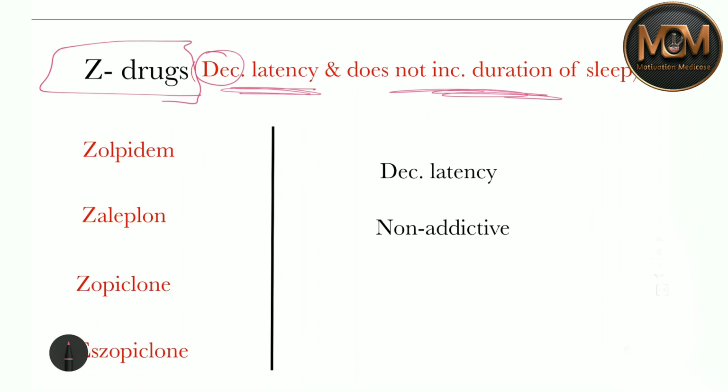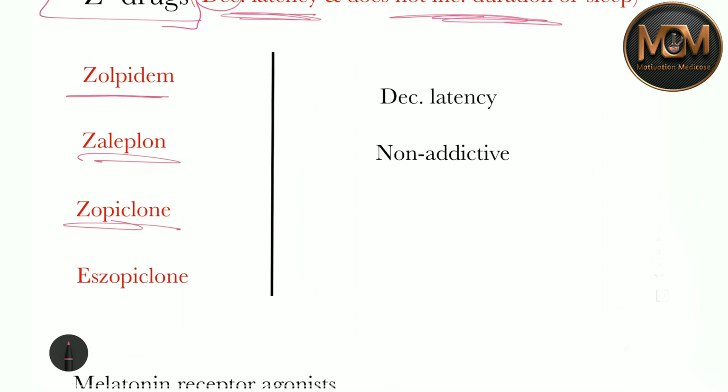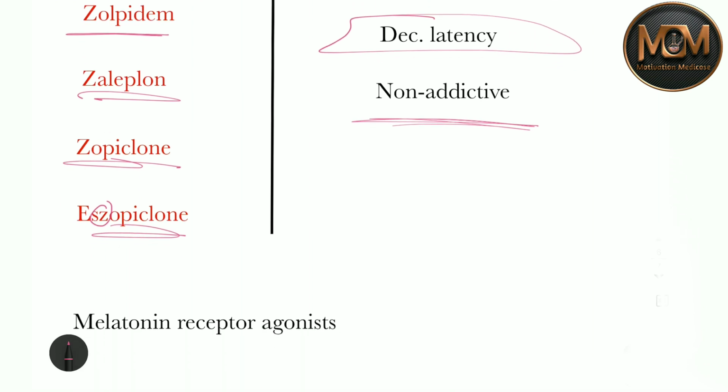The names of these drugs are zolpidem, zaleplon, zopiclone, and eszopiclone. They decrease latency and they are non-addictive. That's why these drugs are very useful.